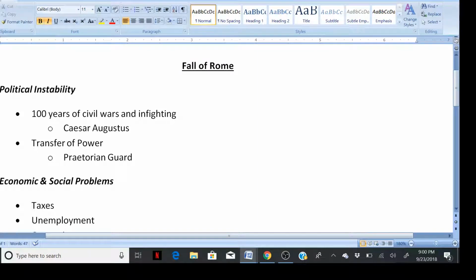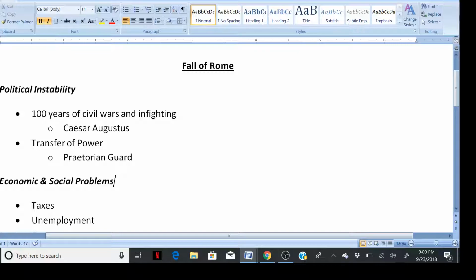The Praetorian Guard, which is like the royal guard to the emperor, would often be the ones to end up appointing somebody. But the problem is they wouldn't appoint people who were good for the empire, but rather people who would benefit them the most.